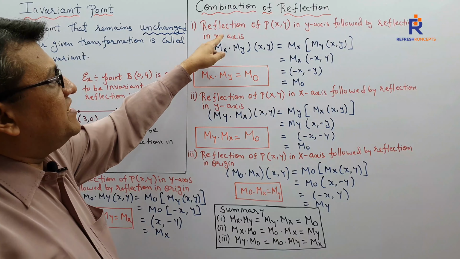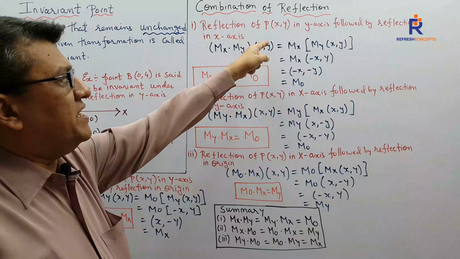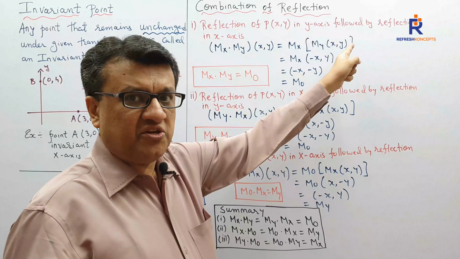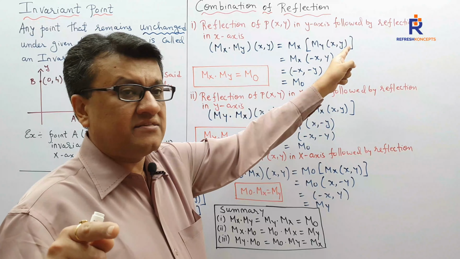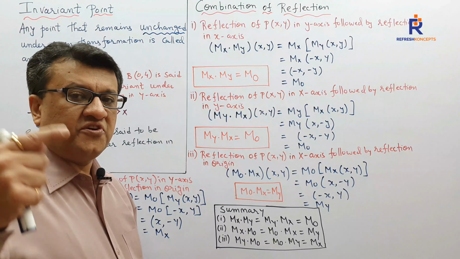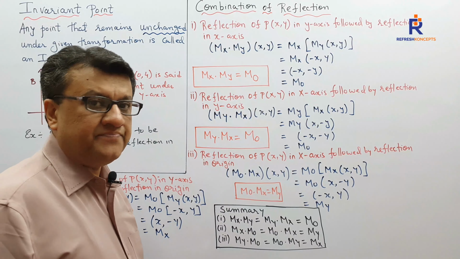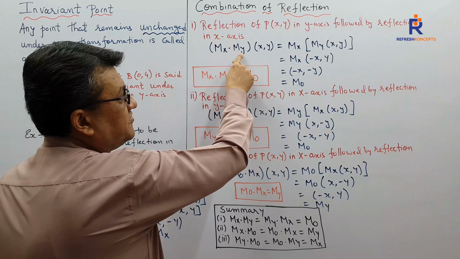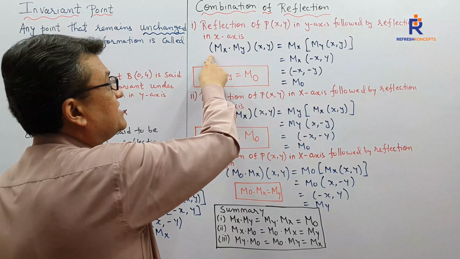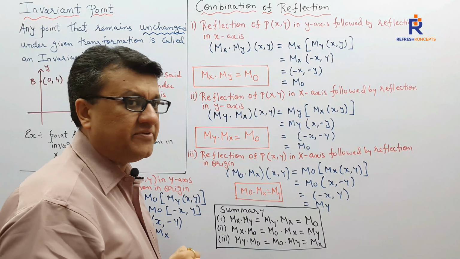The first one says reflection of point P, whose coordinates are (x, y), in y-axis. First, the reflection of that particular point P takes place along y-axis, followed by reflection in x-axis. How do we represent them? My stands for reflection in y-axis, Mx stands for reflection in x-axis. We normally give annotations, denotations in this particular way.